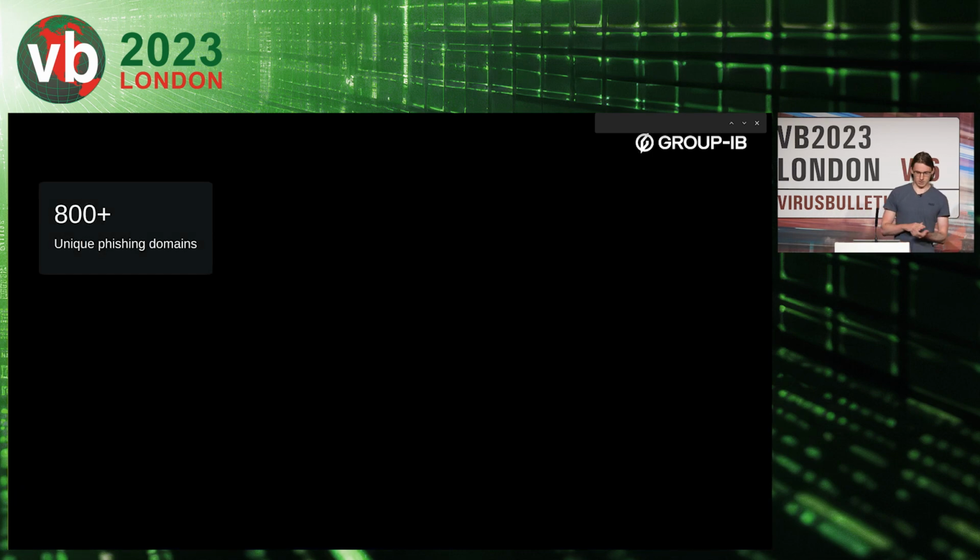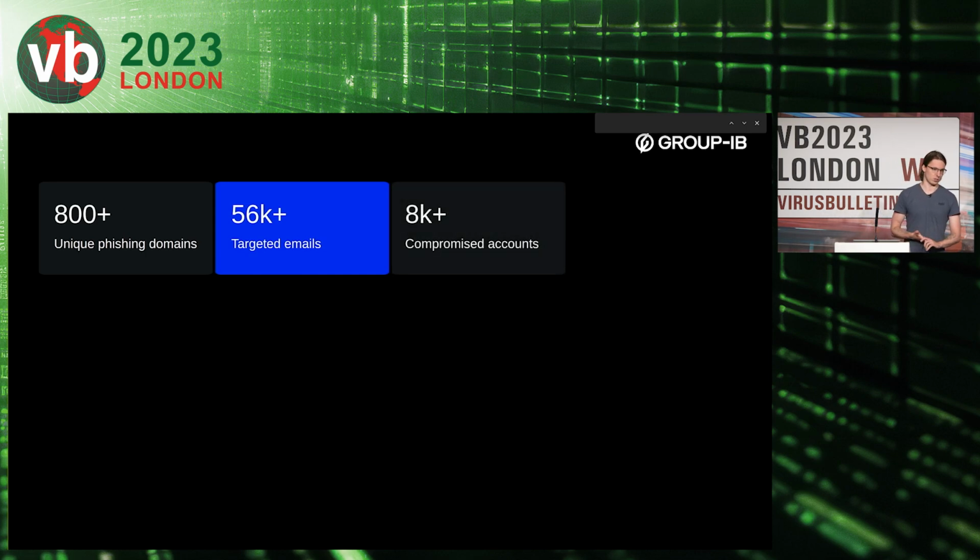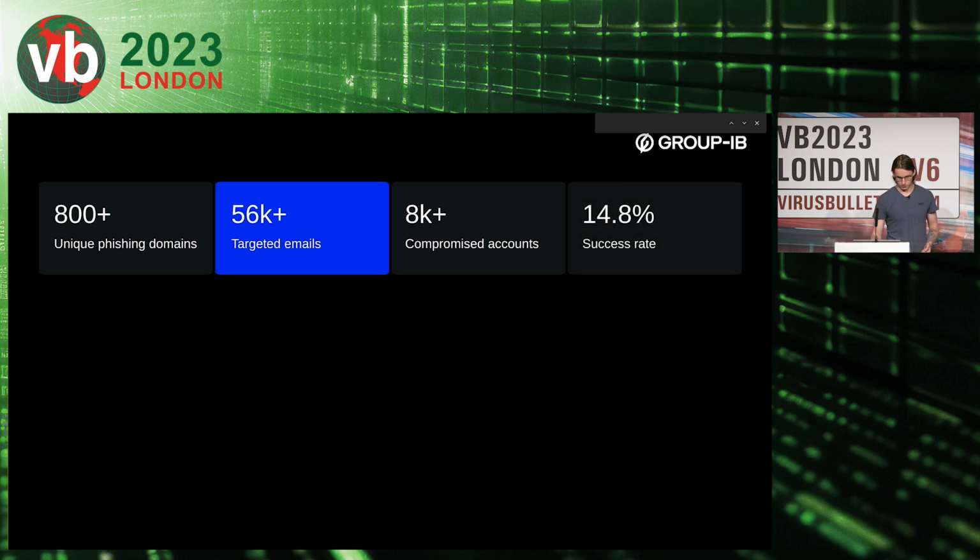With our monitoring, we have identified over 800 unique phishing domains which use the W3LL phishing kit. We have found over 56,000 unique emails being targeted by W3LL phishing campaigns. Over 8,000 of those have actually led to a compromised account. That's a 14.8% success rate. It may not seem too great, but a percentage of a great number is still a pretty big number. It's still significant.